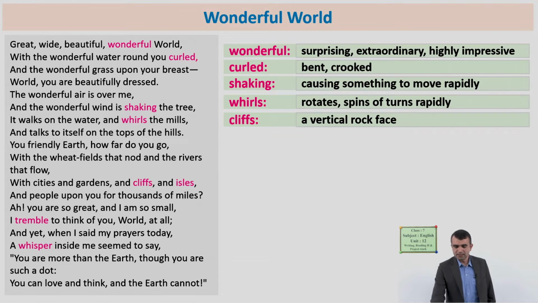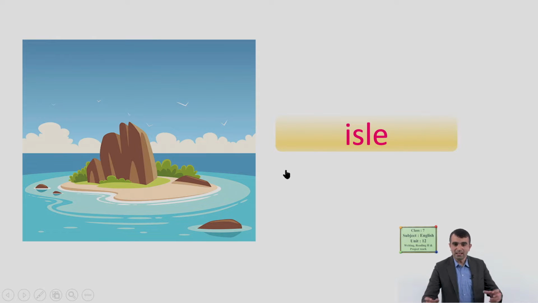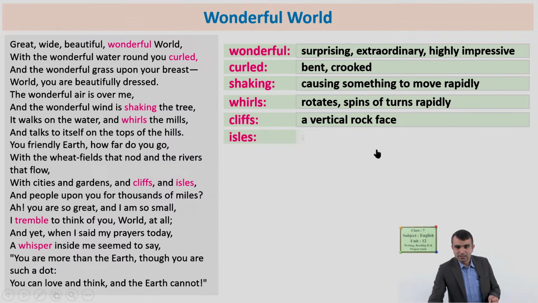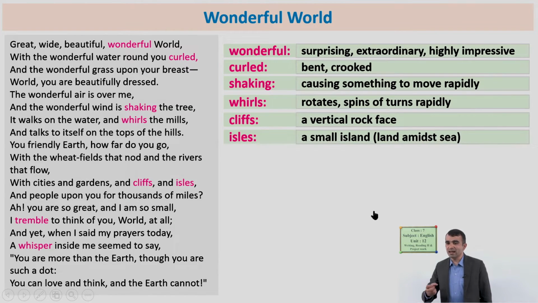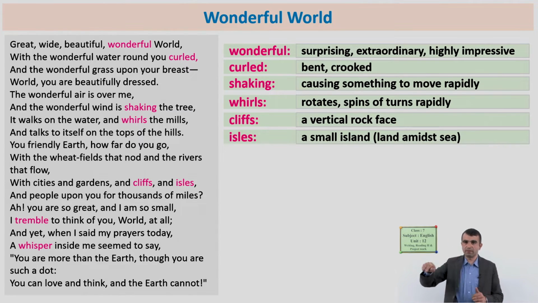Similarly, another word is aisles. How do you pronounce it? Aisles. What does it mean? This is isles. In between a sea or ocean, there may be some land, a small piece of land, that is called isle. Or island, small island, that is called isle. See here, that is a small island or land amidst sea, surrounded by sea.